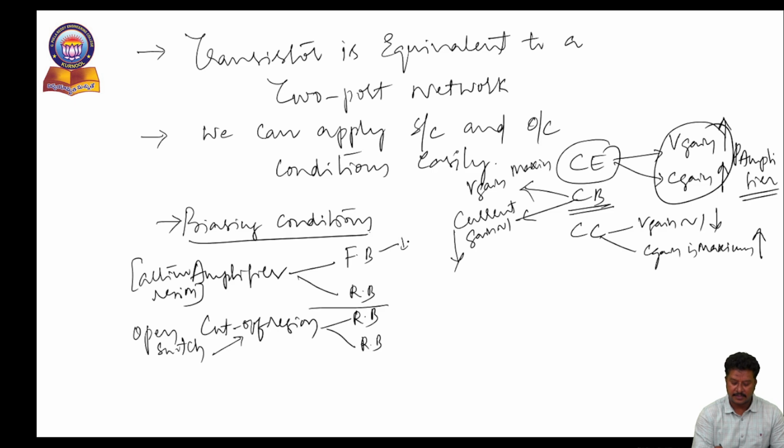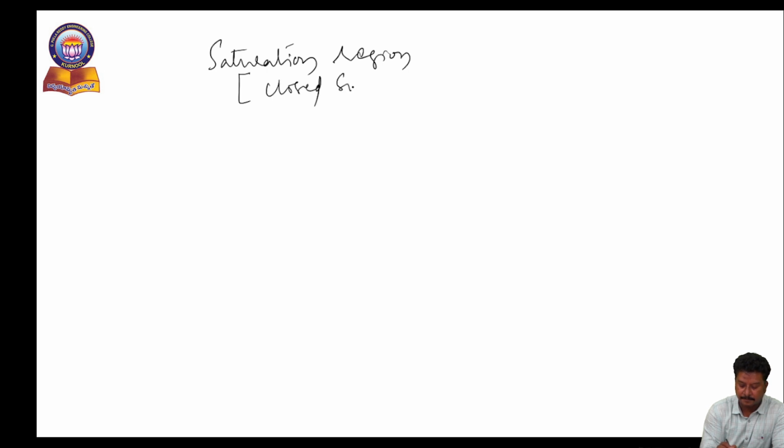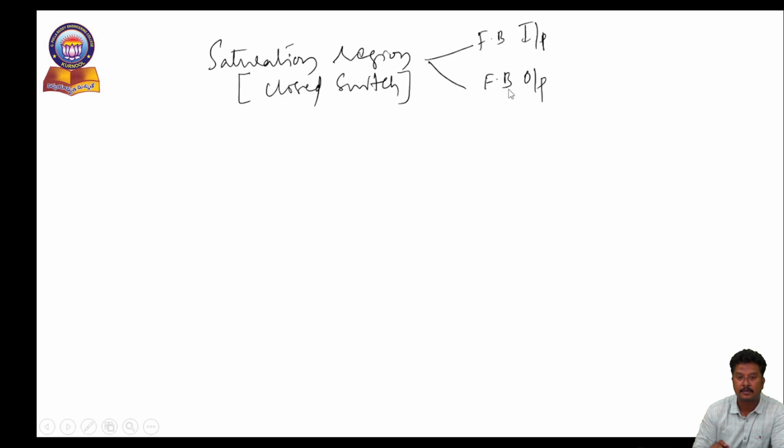Of course, this is the input side and this is the output side. For example, if I want to use the transistor in the saturation region, I have to use it as a closed switch. Then input must be in forward bias and output must be in forward bias. In both cases, input and output must be in forward bias only if I want to use the transistor in the saturation region, that is, as a closed switch.